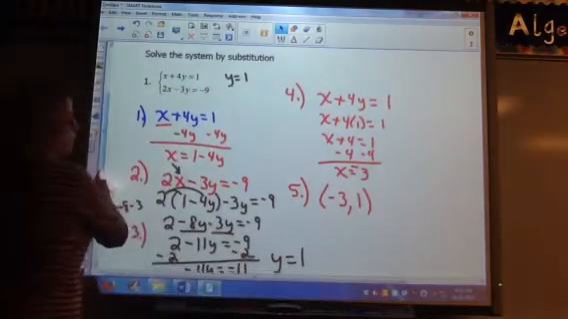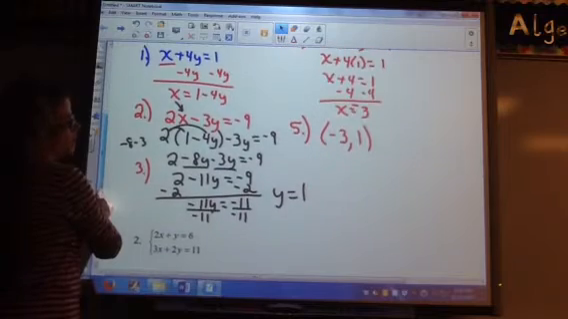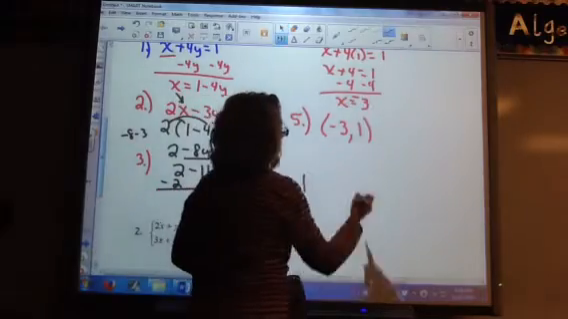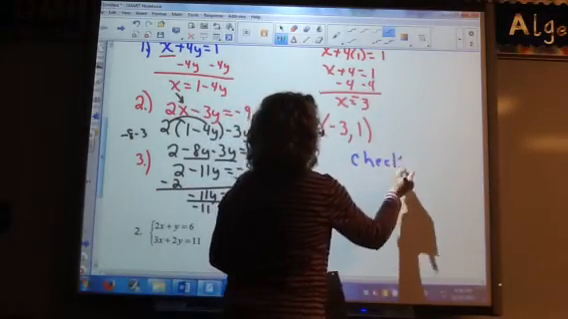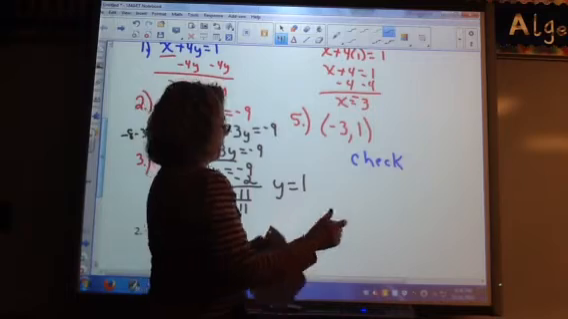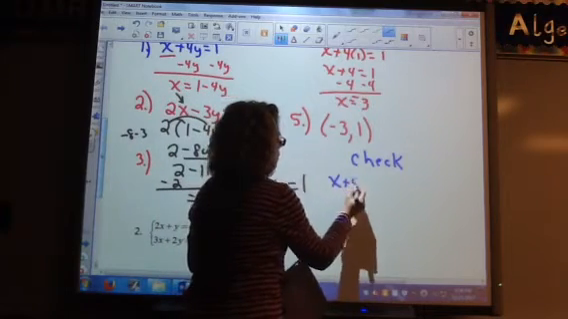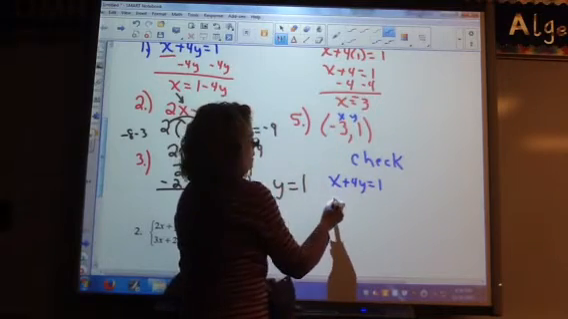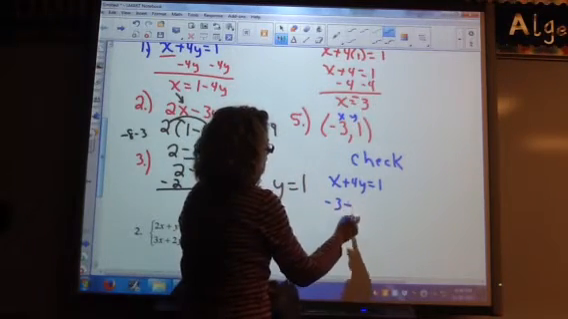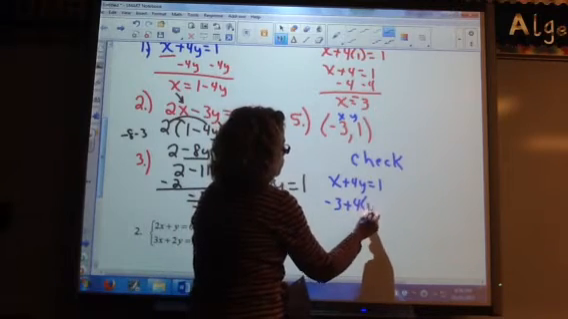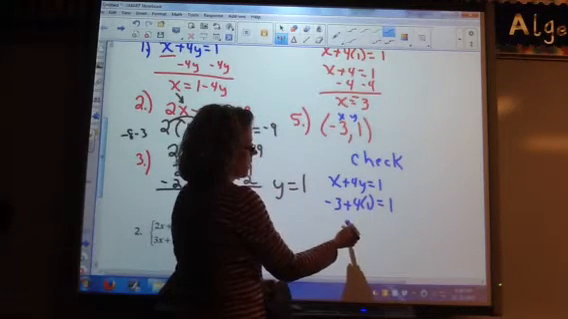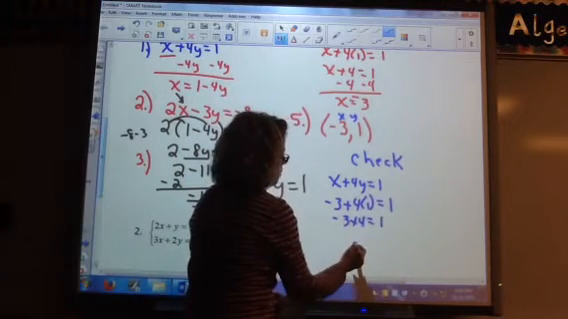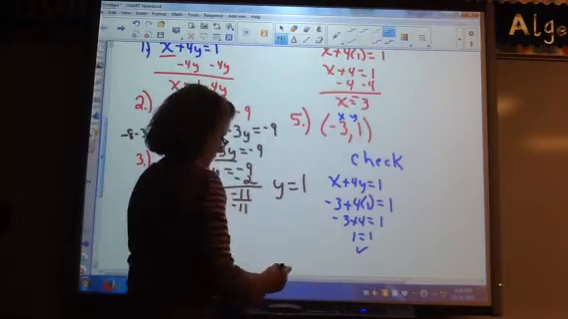Okay, now, one more step here. From the lesson yesterday, we checked our answer to make sure it was right. So let's check our answer on this one. Okay, so our first equation is x plus 4y equals 1. Substitute in for x and y. So I have negative 3 plus 4 times 1. Let's simplify the left side. 4 times 1 is 4. So 1 equals 1. Check.